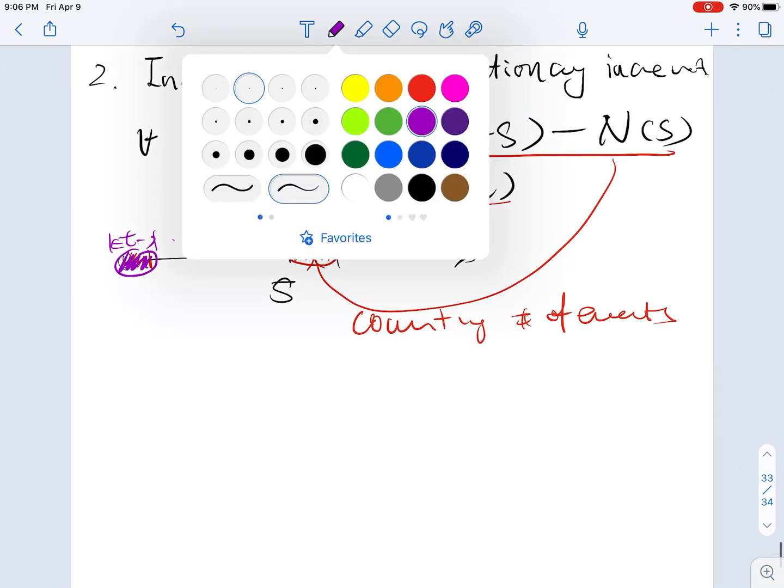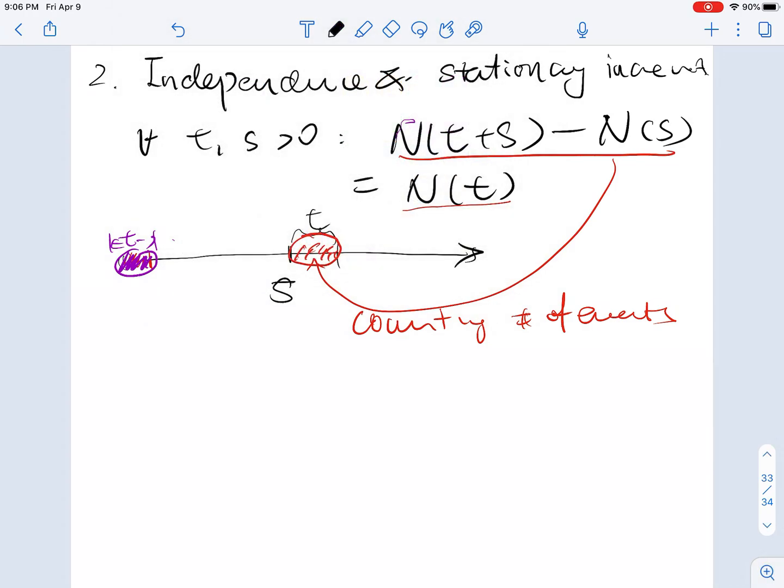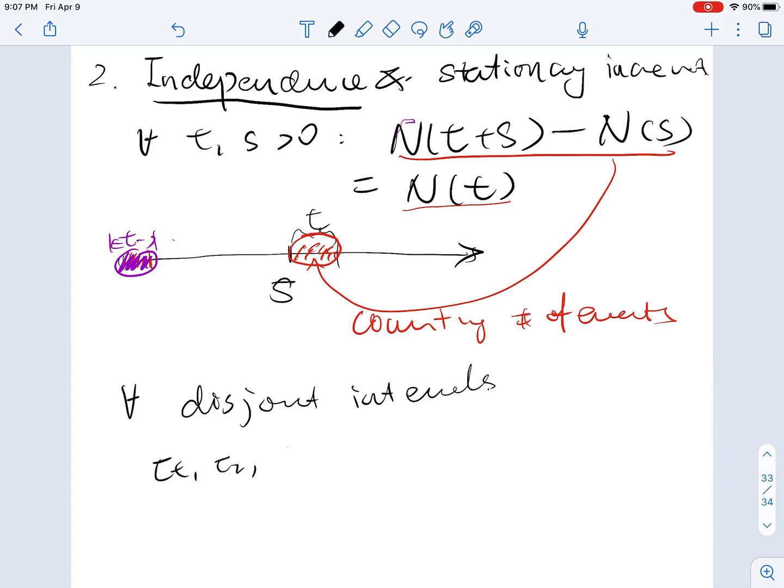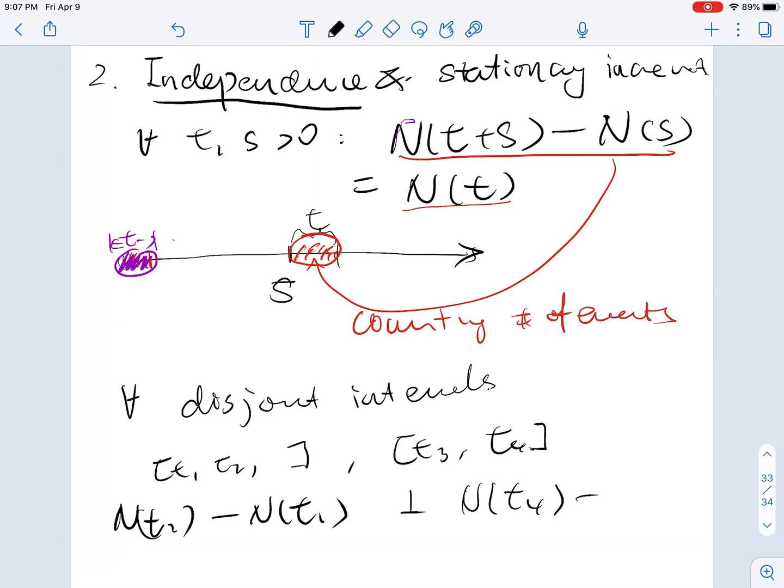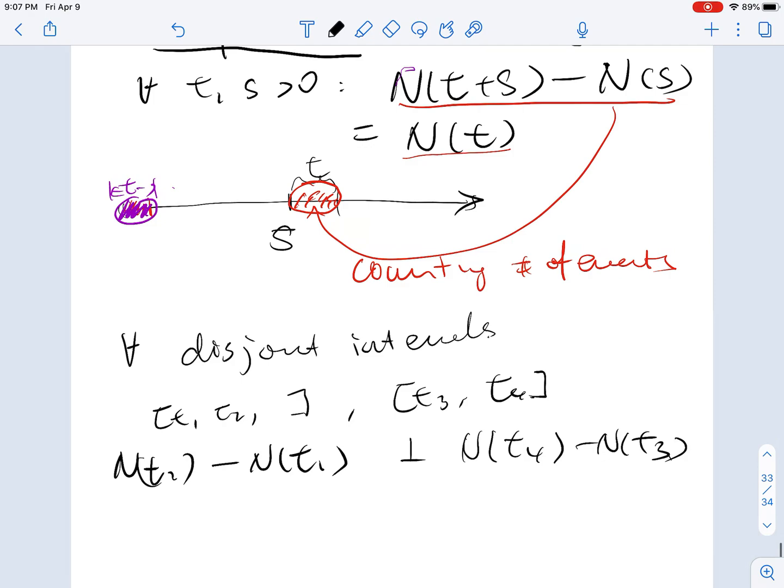So in addition, we are talking about independent and identical increments, right? So that's talking about, like, that we need another independence, that for any two disjoint intervals, t1, t2, and t3, t4, right? So N(t2) minus N(t1), let me just be careful, N(t2) minus N(t1) is independent of N(t4) minus N(t3). Right, what does that mean? Again, let me just draw something.